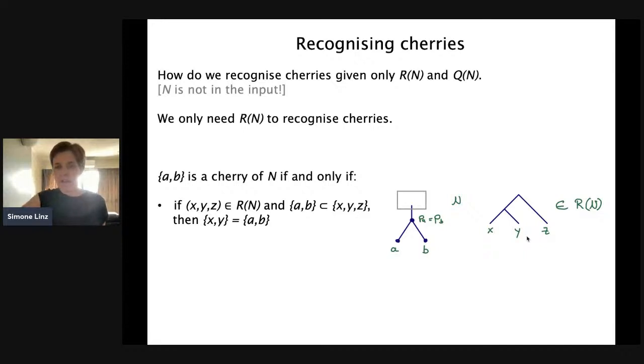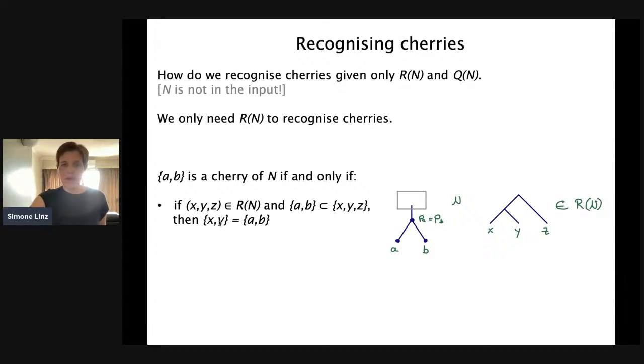Now, because {A, B} is a cherry, this can only be the case if {X, Y} equals {A, B}. So Z can neither be A nor B. So if we have a set of triplets and there is a particular triple XY|Z, and we also know that {A, B} is a subset of {X, Y, Z}, then it must be of the form that {X, Y} equals {A, B}. And this condition is sufficient and necessary to recognize cherries. And that's the only condition we need to recognize cherries.